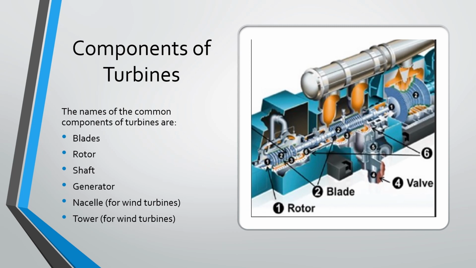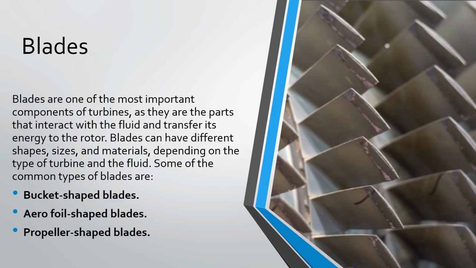The names of the common components of turbines are: blades, rotor, shaft, generator, nacelle for wind turbines, tower for wind turbines. Blades are one of the most important components of turbines, as they are the parts that interact with the fluid and transfer its energy to the rotor. Blades can have different shapes, sizes, and materials, depending on the type of turbine and the fluid.